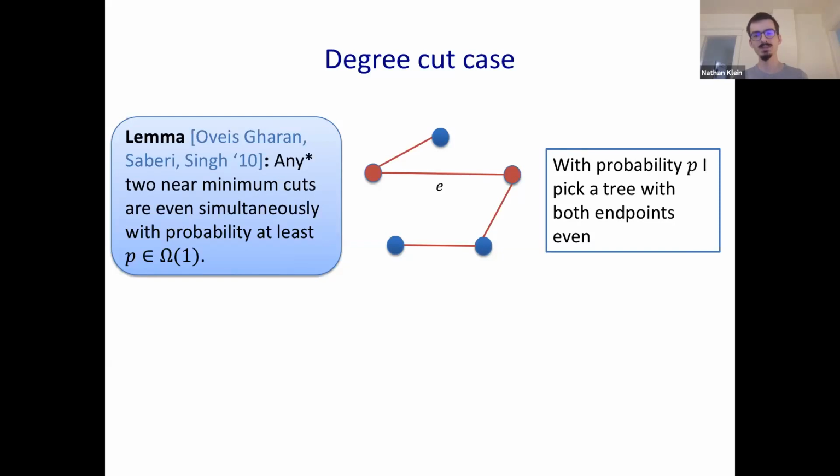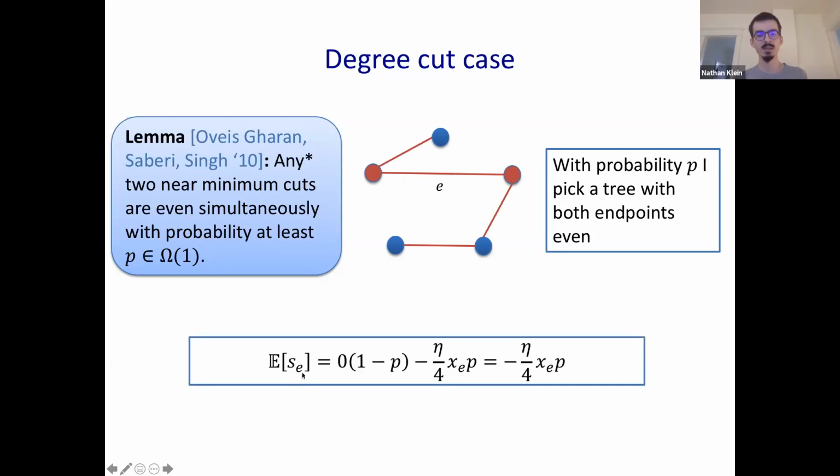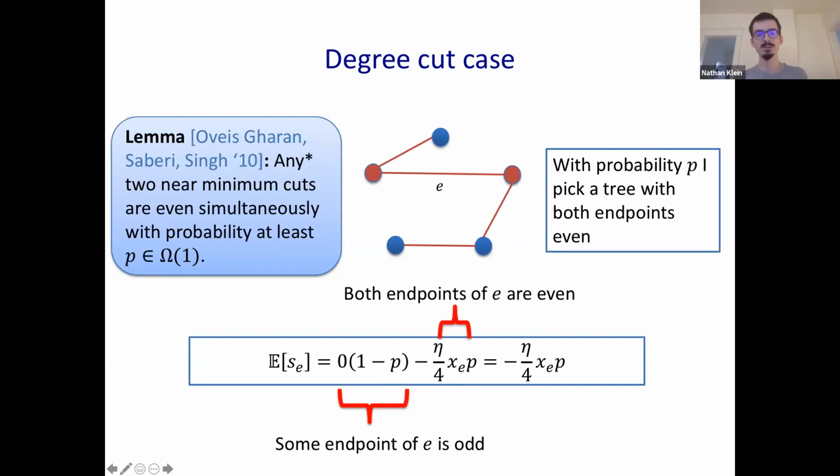And in other words, this is saying that with probability at least p, any edge e is in no odd near minimum cuts. And in this case, we can set its slack to be negative eta over 4 because all the constraints for small cuts are gone. And remember, we don't care about big cuts. And now each slack has negative expectation. It's 0 if an endpoint is odd, and negative eta over 4 times x_e otherwise. So the degree cut case is good.